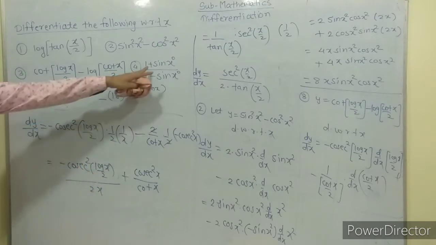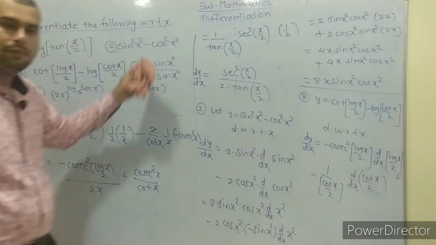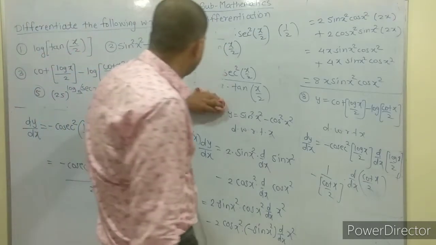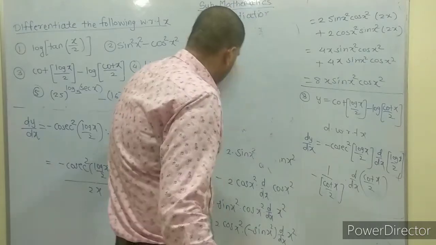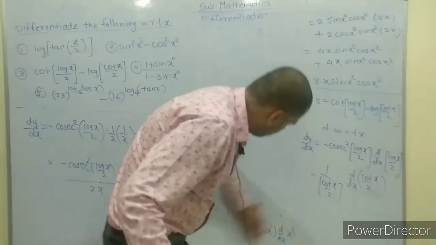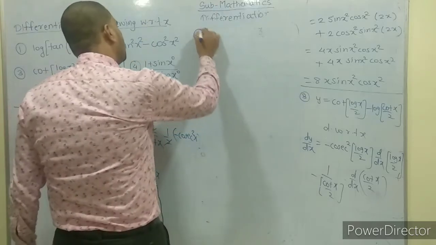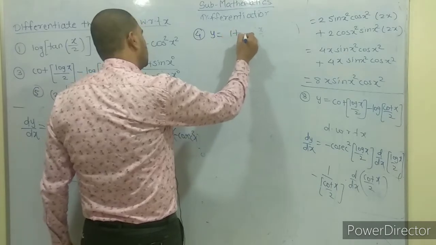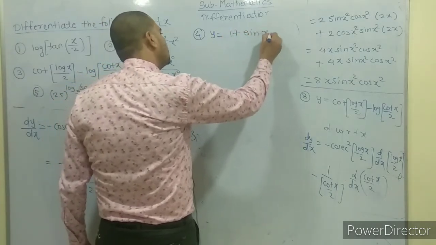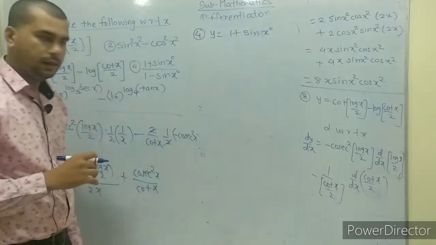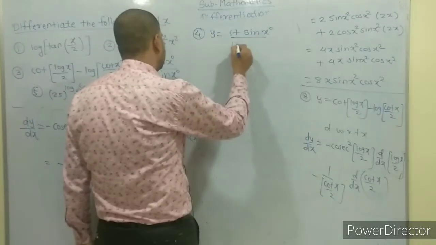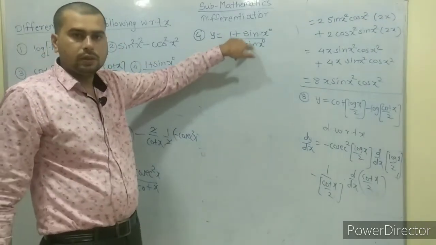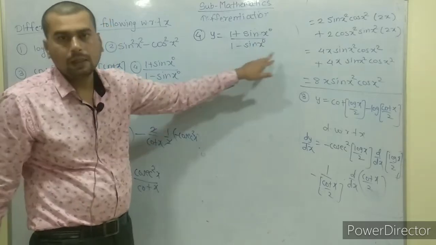Then we solve the fourth example. These are all examples in our exercise 1.1. Fourth example is y equal to, what is the example? 1 plus sin x degree, here x is in degree, upon 1 minus sin x degree. This is a ratio of these two functions, 1 plus sin x degree upon 1 minus sin x degree.